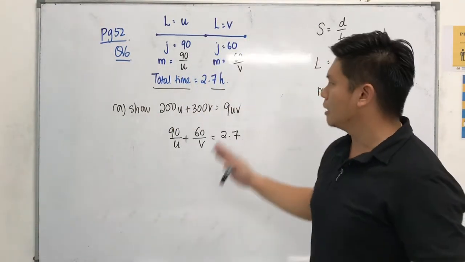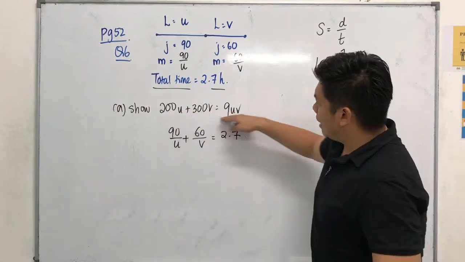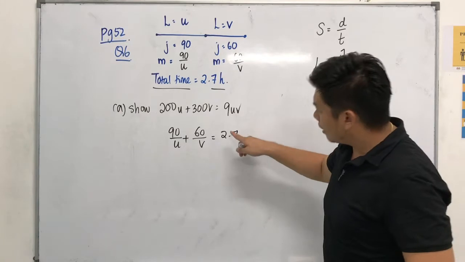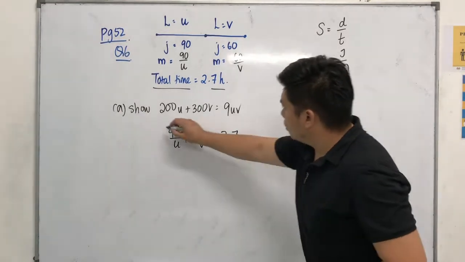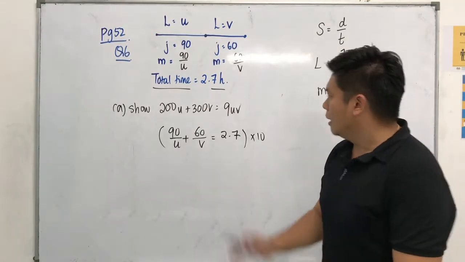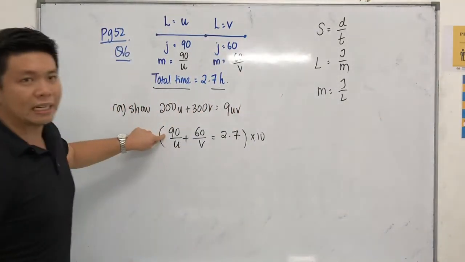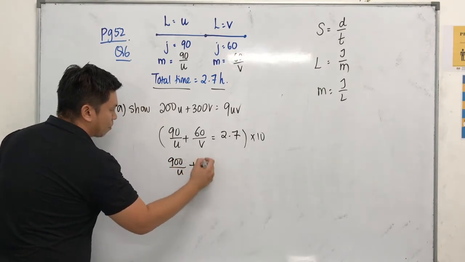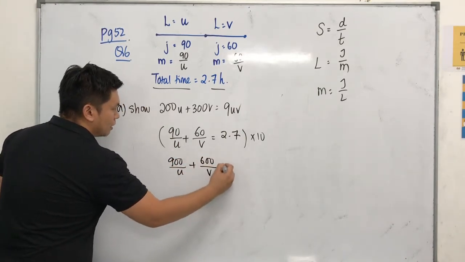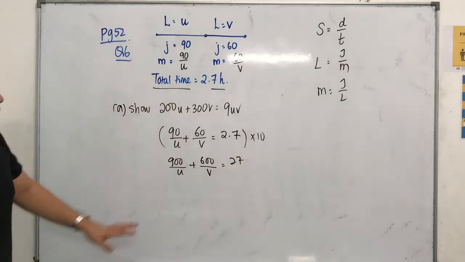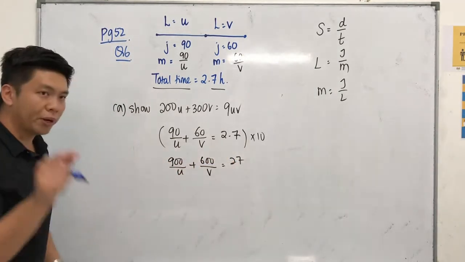So how am I going to do this? First of all, question on top tidak ada titik perpuluhan kan? You don't have any decimal number. So how do I get rid of this decimal number? What I do is that everything I multiply by 10. So what should I get over here? This one is 900. So over here 900 over u and then plus 600 over v is equals to 27. Alright with that? Okay, now we have get rid of your decimal number.